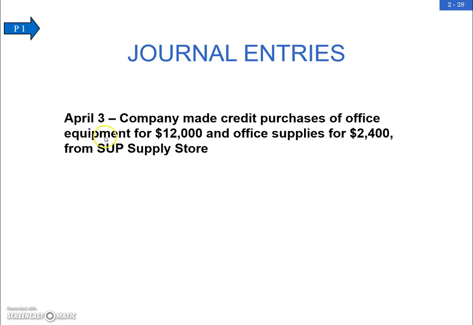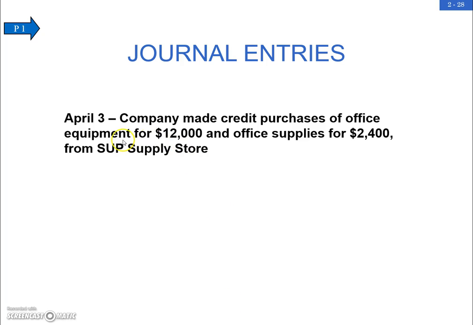So we're getting office equipment of $12,000. So the company's office equipment, which is of course an asset, is increasing by $12,000. Office supplies we're getting worth $2,400, right? At a cost of $2,400, that means our office supplies account is going to increase by $2,400, also an asset. And what else? We're not spending cash, right? We're taking on debt. We owe this company, Sup Supply Store, the total, $12,000 plus $2,400, $14,400. So a debt has gone up. And what are debt accounts? You got it right, liability accounts.